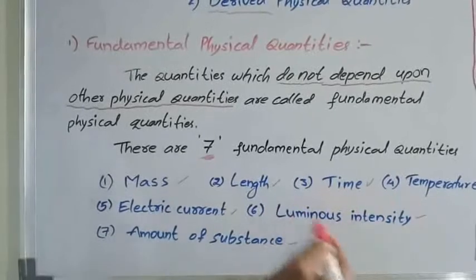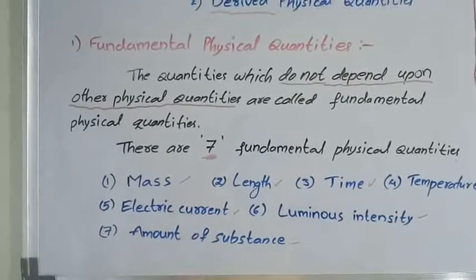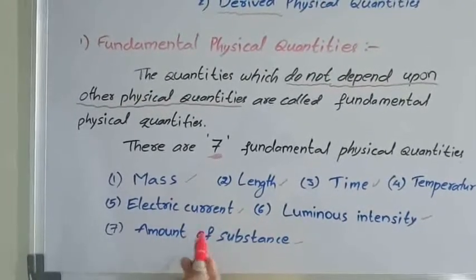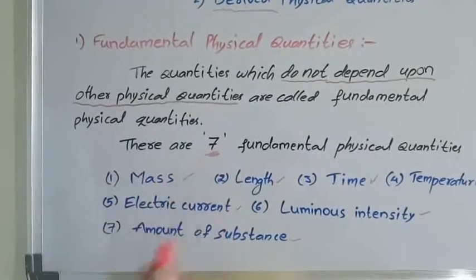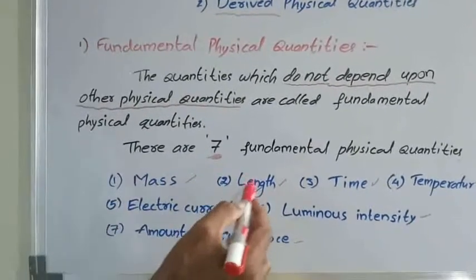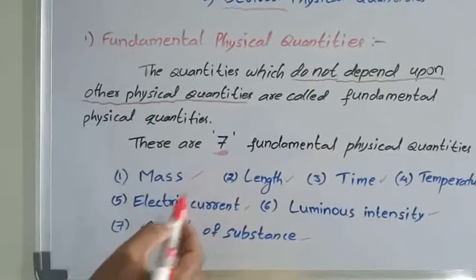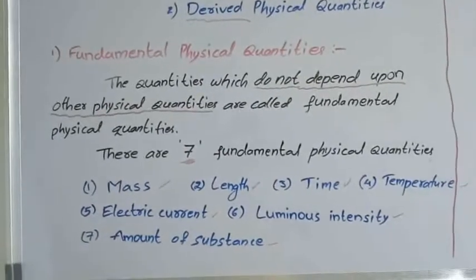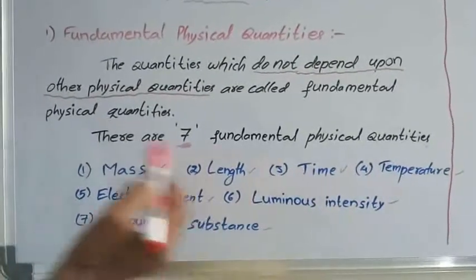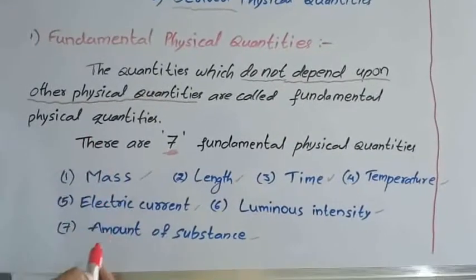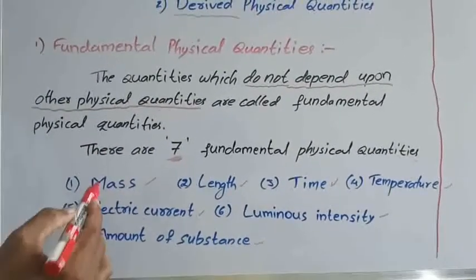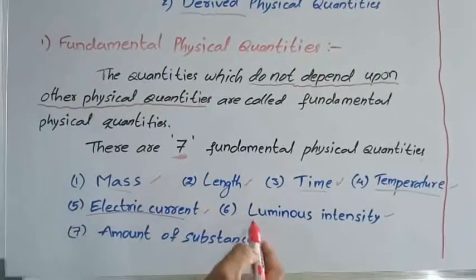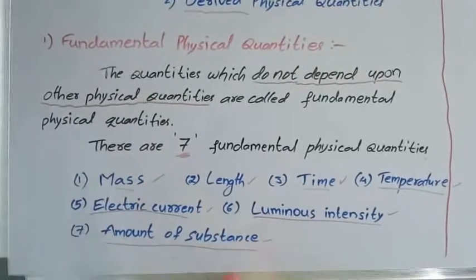Here luminous intensity means the intensity of light. Amount of substance means how many particles are there in a substance. So these are the 7 physical quantities: mass, length, time, temperature, electric current, luminous intensity and amount of substance. Students, remember, these are very important fundamental physical quantities. Once again I repeat: mass, length, time, temperature, electric current, luminous intensity, amount of substance.